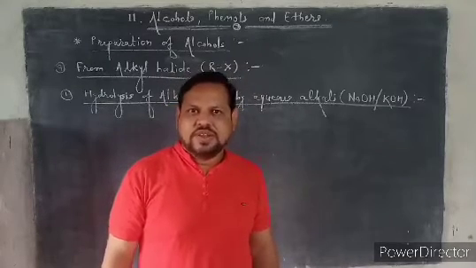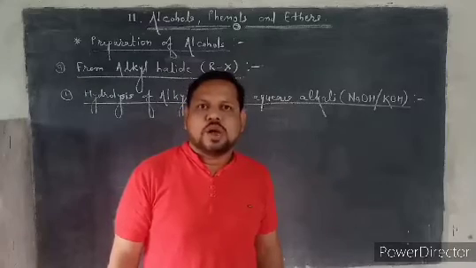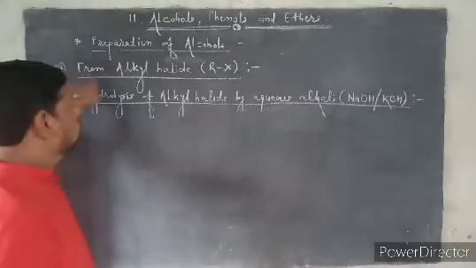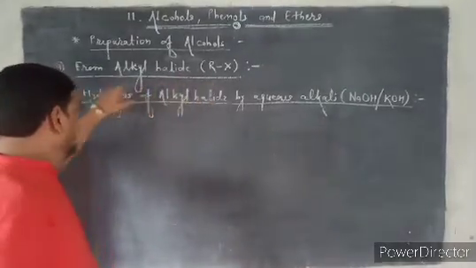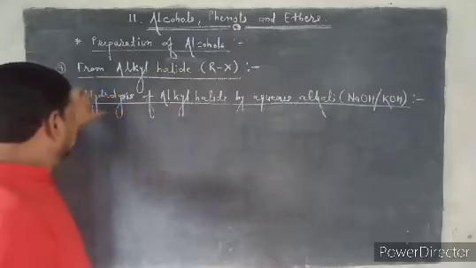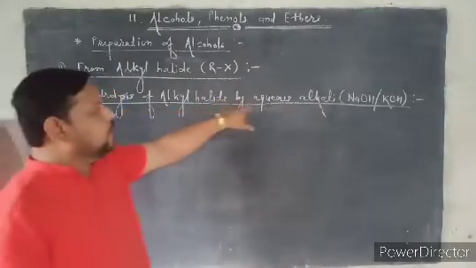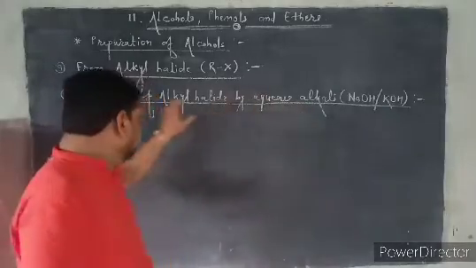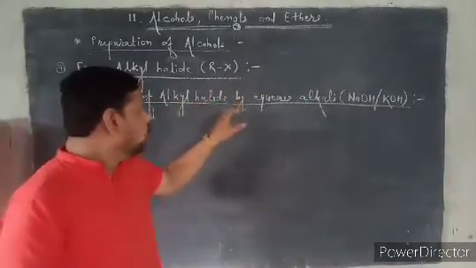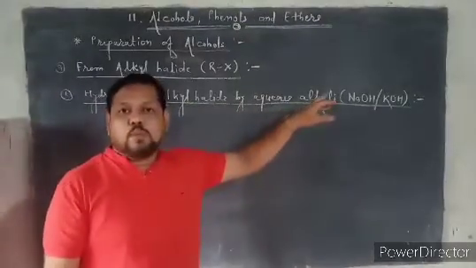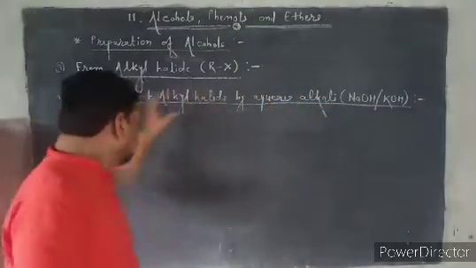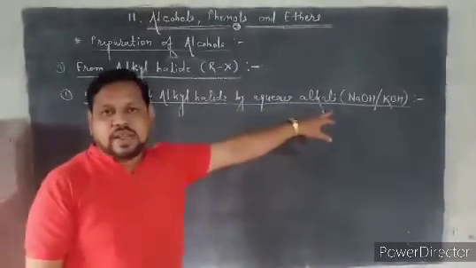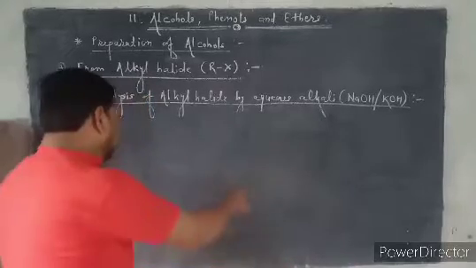In this session, we discuss the preparation of alcohol. See here, the first method is from alkyl halide: hydrolysis of alkyl halide by aqueous alkali like NaOH or KOH. The second method is the hydrolysis of alkyl halide by moist silver oxide. First of all, we discuss the hydrolysis of alkyl halide by aqueous alkali like NaOH or KOH.